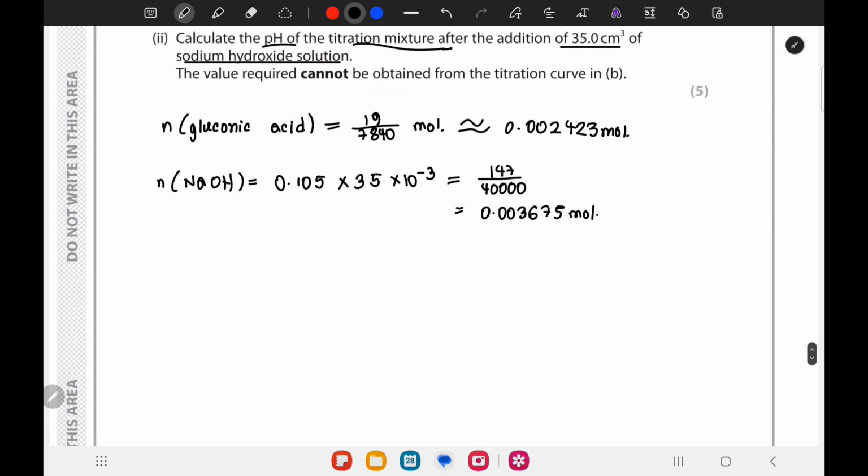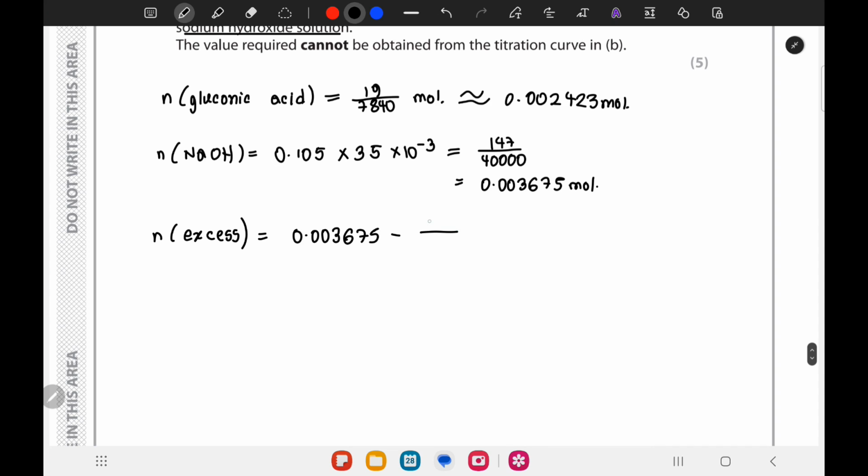Now the mole ratio of sodium hydroxide to gluconic acid is 1:1. So this many moles of sodium hydroxide will be used up to neutralize the gluconic acid, and the rest will be excess. So the number of moles of excess NaOH is 0.003675 minus the moles used up, 0.0019784. This is the number of moles of excess NaOH.